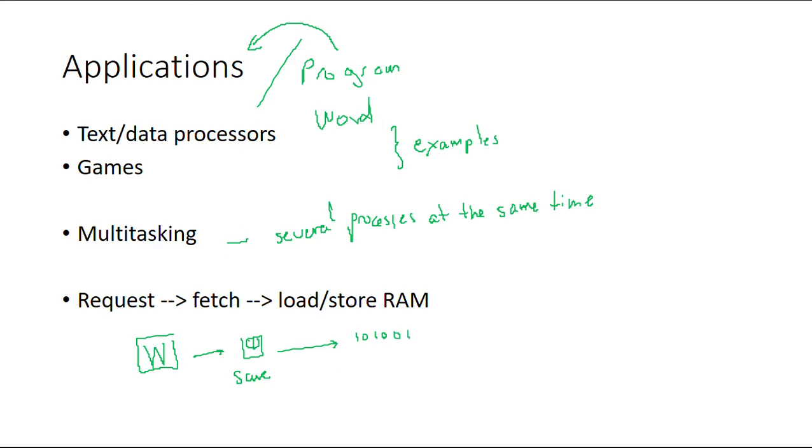That's the save instruction. Okay, and then you go to the RAM and store it. That happens each and every time you're working with applications and you do anything.